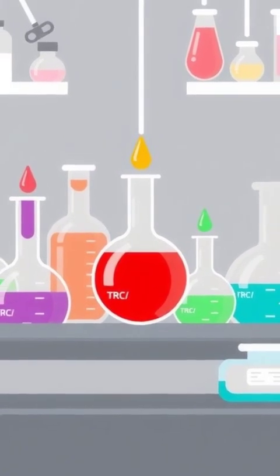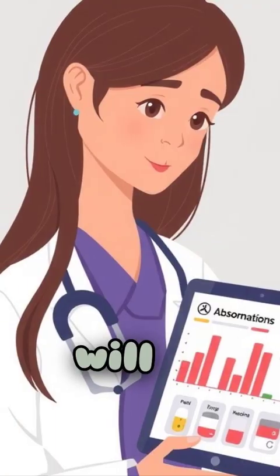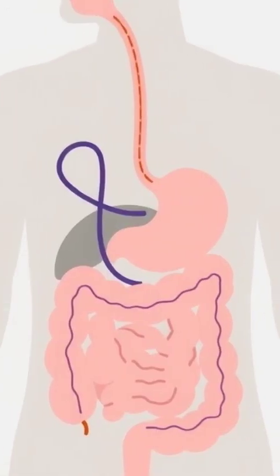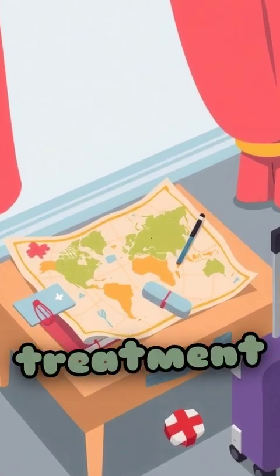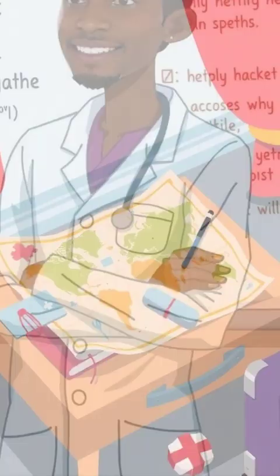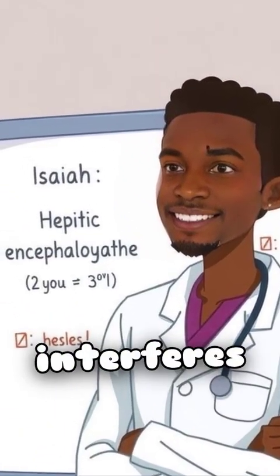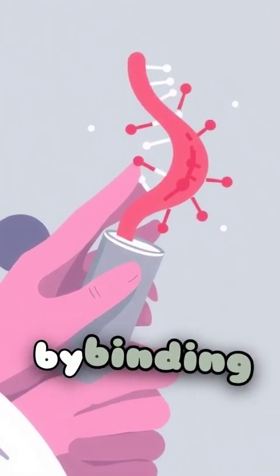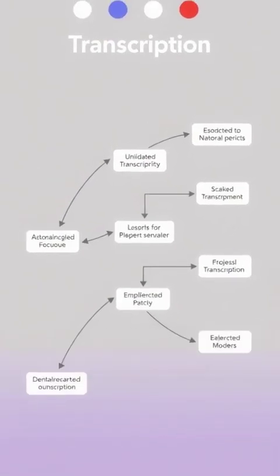It has poor oral bioavailability, meaning that very little of the drug will be absorbed into the bloodstream when it is taken orally. Rifaximin is used in the treatment of traveler's diarrhea and hepatic encephalopathy. Rifaximin interferes with transcription by binding to the beta subunit of bacterial RNA polymerase.